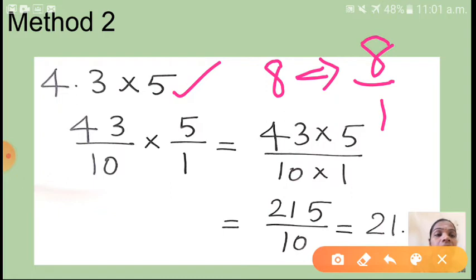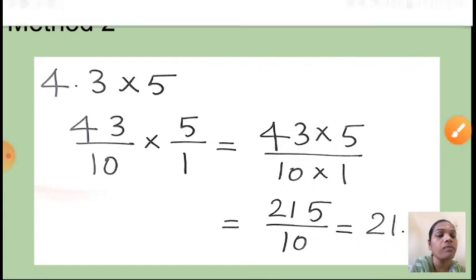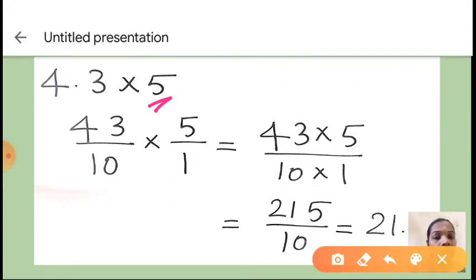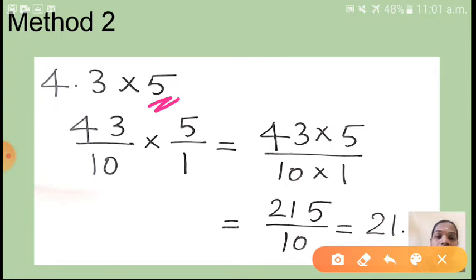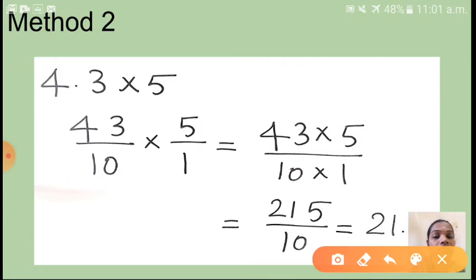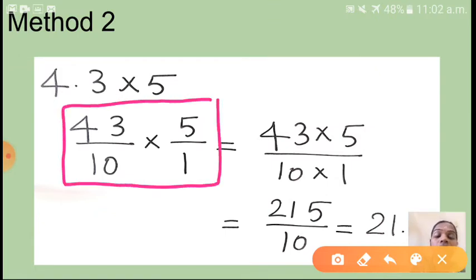Why can we write like this? Yes, both values, 8 upon 1 and 8, are the same. Here there is no difference in the value. That's why we can write this 8 in the form of 8 upon 1. Okay children, like that this 5 also you can write as 5 upon 1. Now see here, 43 upon 10 into 5 upon 1. I hope you understood this step.